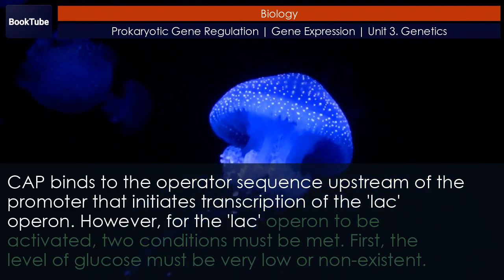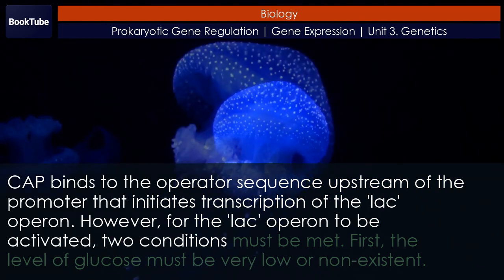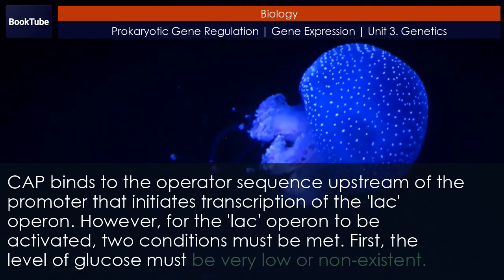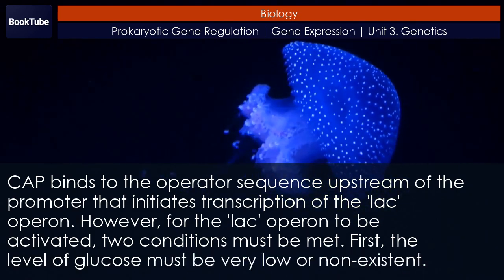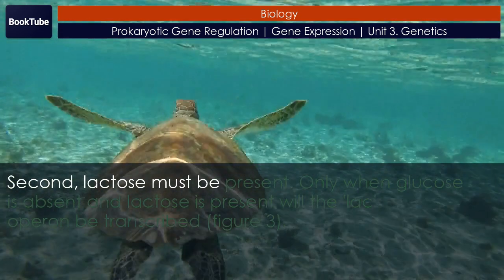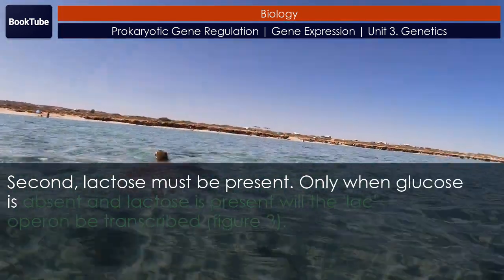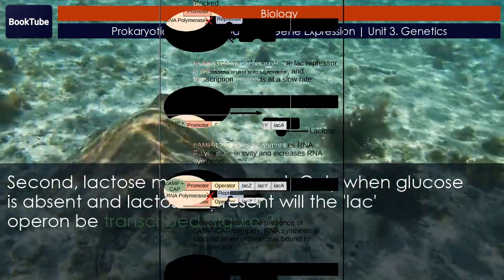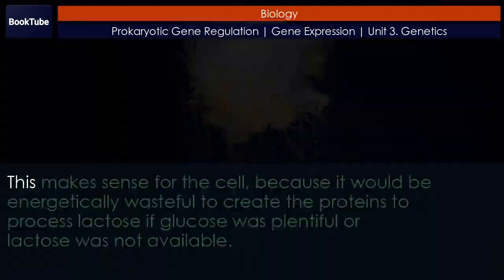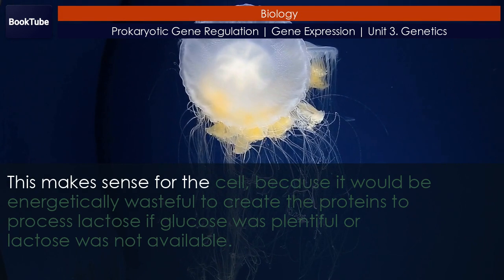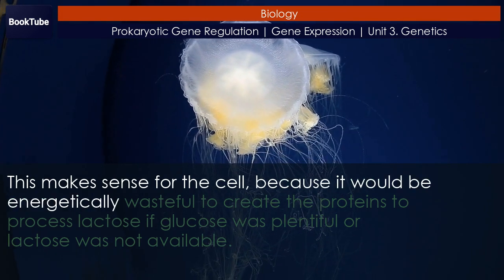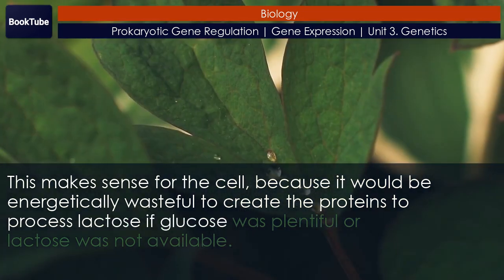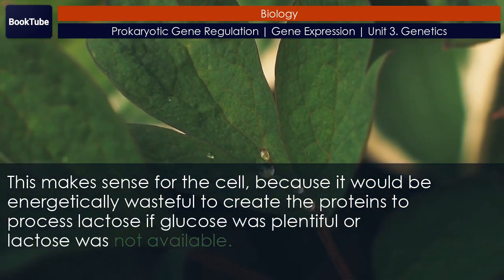However, for the LAC operon to be activated, two conditions must be met. First, the level of glucose must be very low or non-existent. Second, lactose must be present. Only when glucose is absent and lactose is present will the LAC operon be transcribed. Figure 3. This makes sense for the cell, because it would be energetically wasteful to create the proteins to process lactose if glucose was plentiful or lactose was not available.